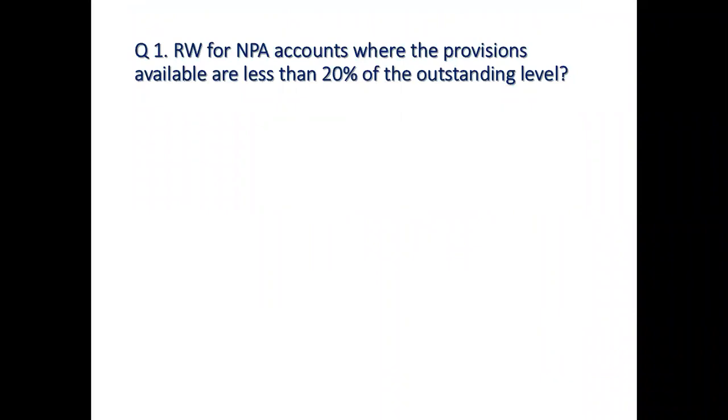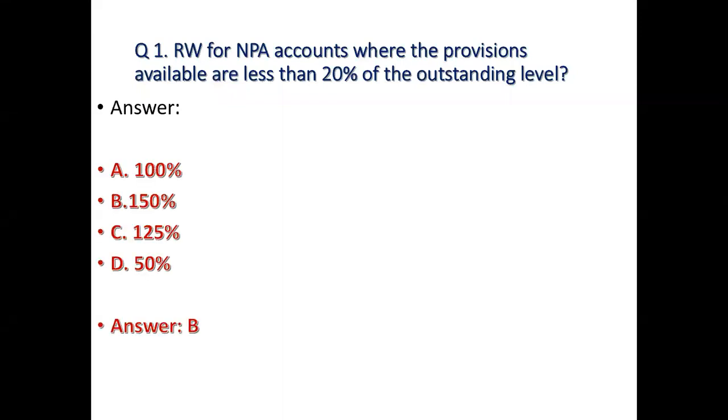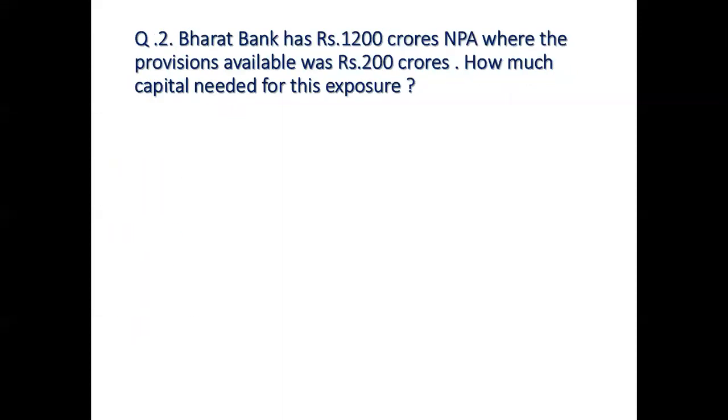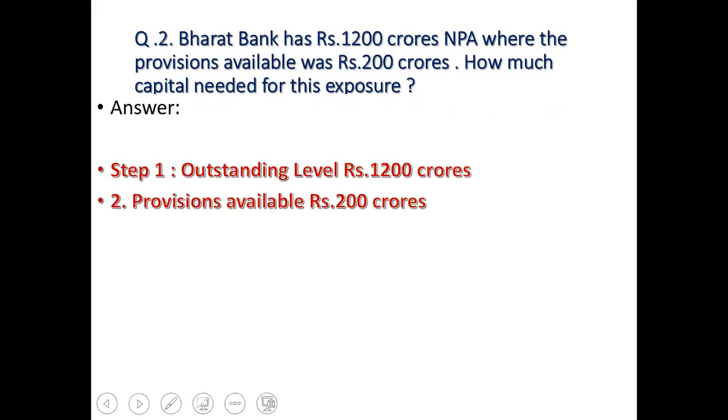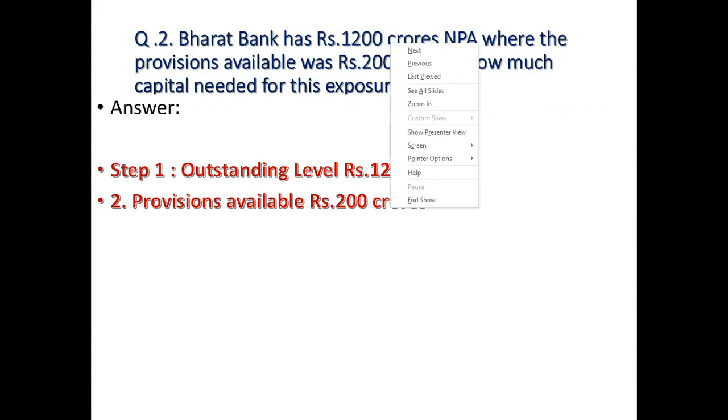Now you note down: RW for NPA accounts where the provisions available are less than 20%. Straight away you tell me 150%. Answer is 150%. And they will give an immediate question indirectly.